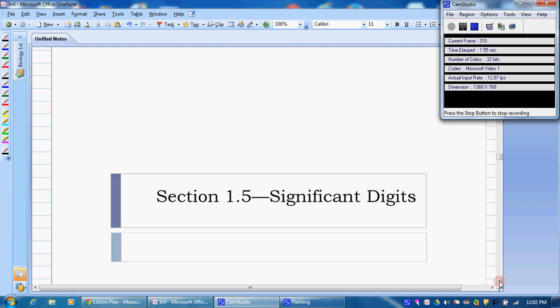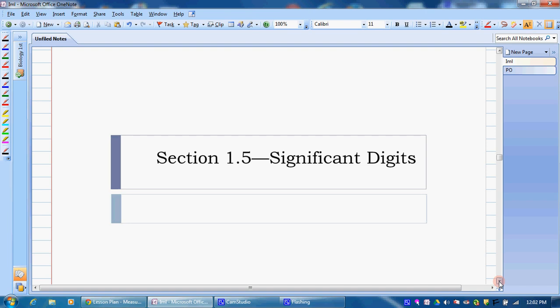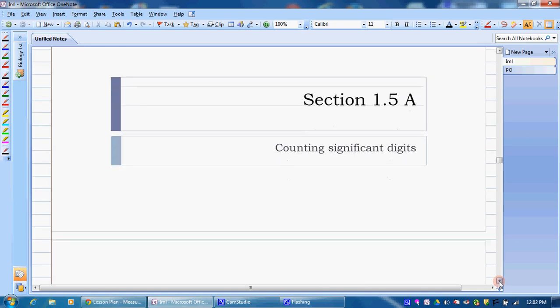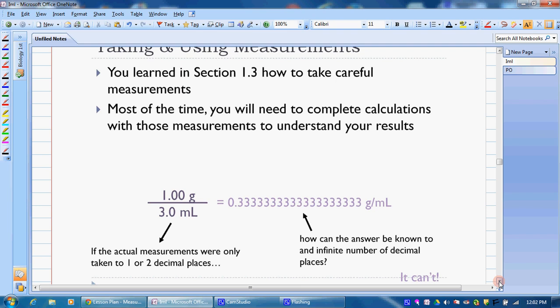This section is covering significant digits. Now, we've talked a lot about how to measure correctly to make sure we have the digits we're certain of and then some uncertain digits. So this is basically what significant digits are. We have to take careful measurements because it becomes really, really important to be precise.